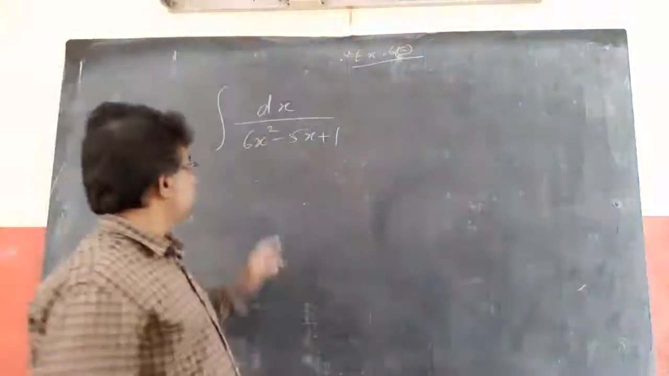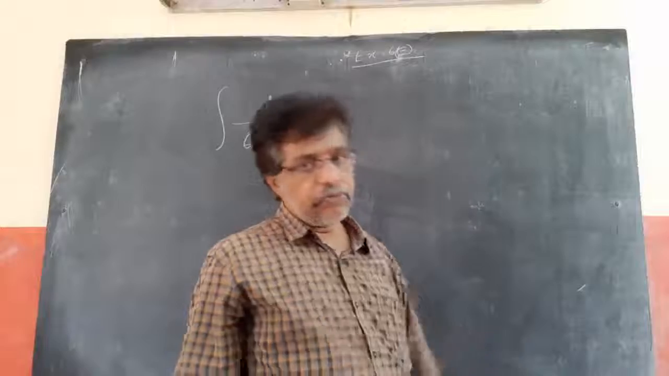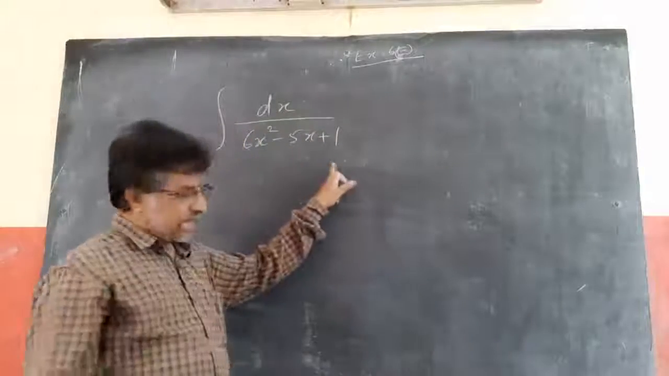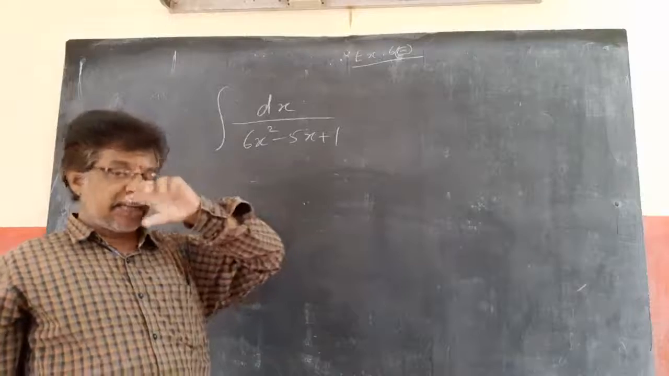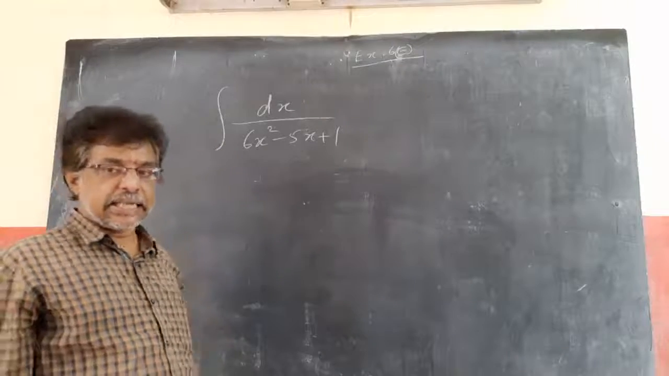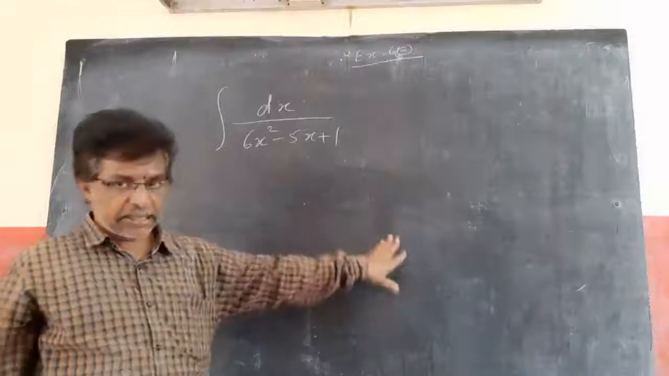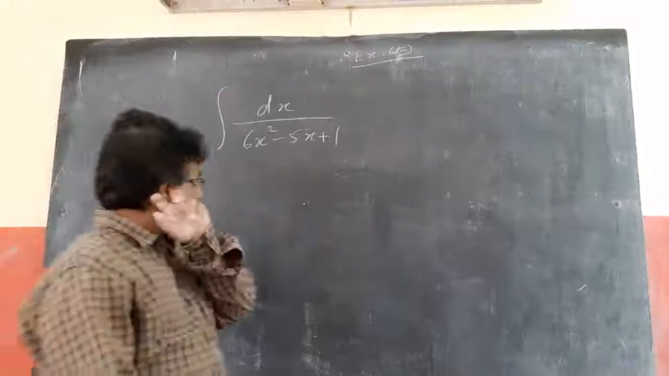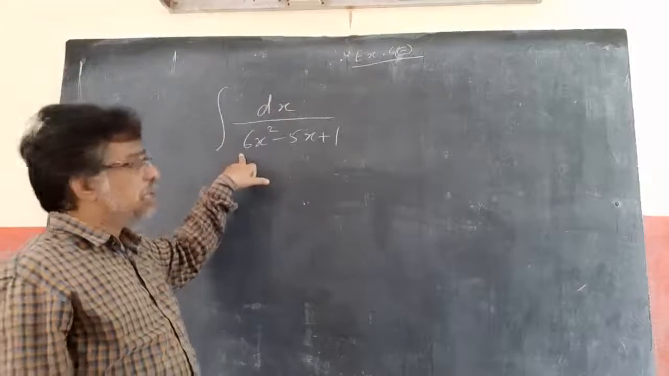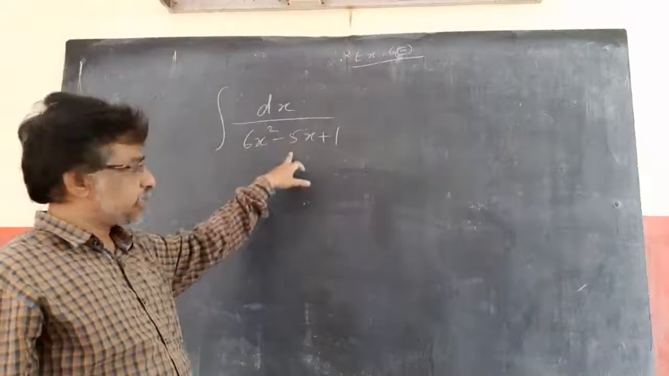Coming to this, the integral of dx by 6x square minus 5x plus 1. If you can factorize this, then go for partial fractions. If you cannot factorize, then there is another method called completing squares. First of all, you check whether it can be factorized or not. I think it is factorizable: 3 times 2 is 6, 3 plus 2 is 5, so minus 3 minus 2 is minus 5.